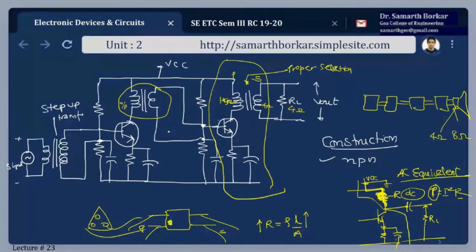And the bypass capacitor has to be used. Now these are the bypass capacitors at the bottom of the secondary winding to get an AC ground. So this is about the construction. Next, we'll try to understand the working of it.